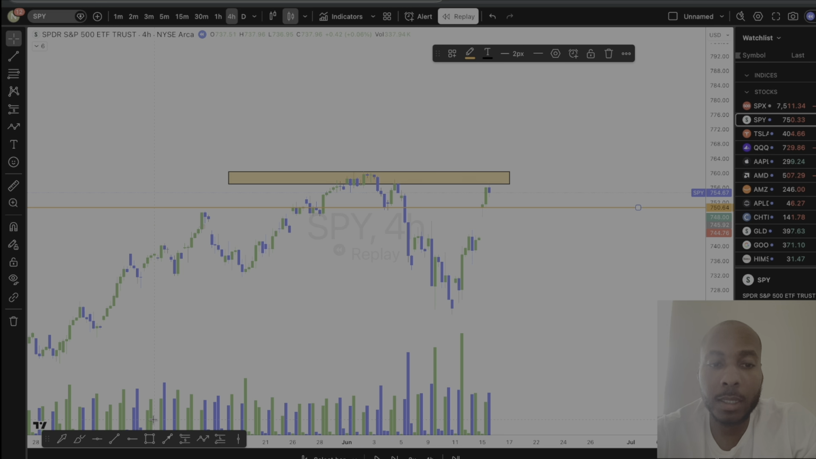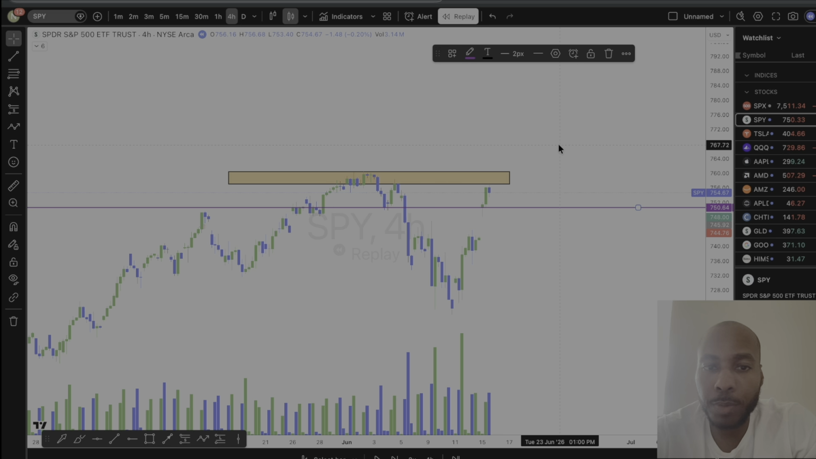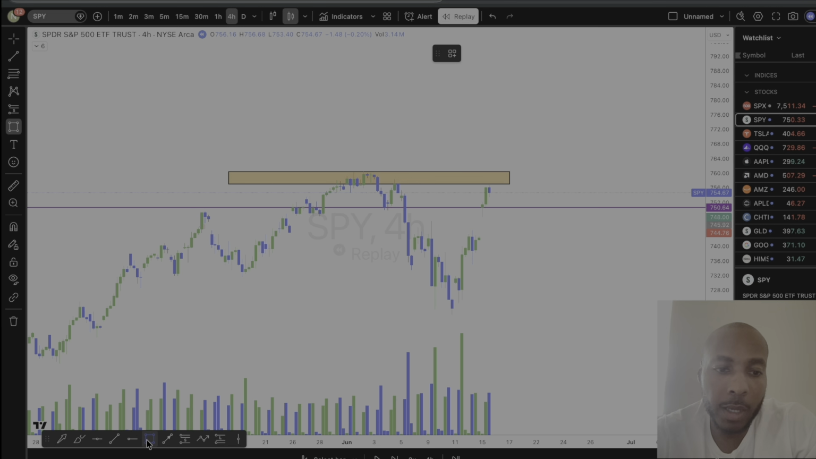I'm going to make this line a different color. Let's make it green. Actually, let's not make it green. Let's make it a total different color. Let's go purple. Purple works. We could have used black. But even if I take this here and mark the bottom of this candle, I'm just marking the bottom of these candles. Okay? So I mark the bottom of these candles and I drag it down here.